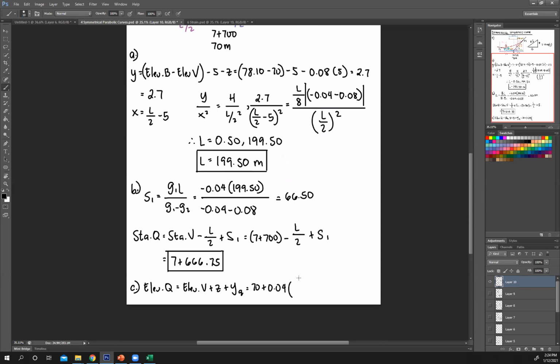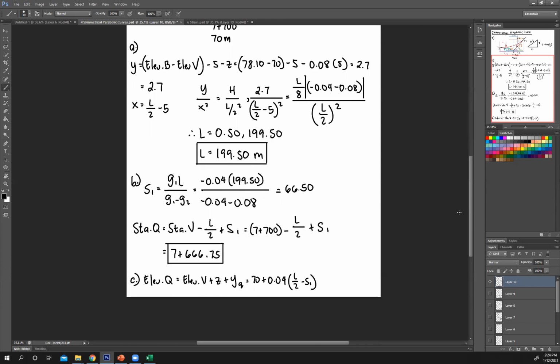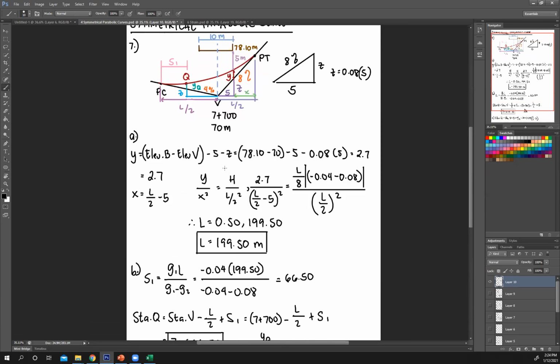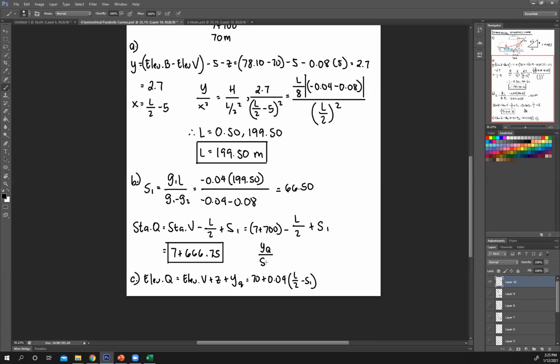So 0.04 times L over 2 minus S1. Right? That's this length, L over 2 minus S1. And then plus YQ. How do we get YQ? We're going to use this equation: YQ over, and again, when we're using this equation, get the shortest distance. The shortest distance is from PC. So PC to Q is S1. So YQ over S1 squared equals H. We don't know H yet.